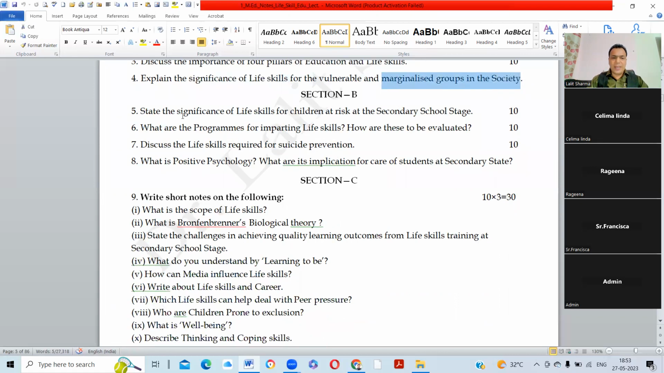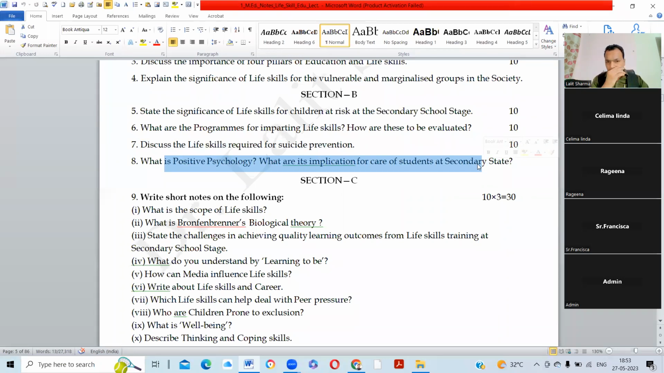And in Section B: significance of life skills for children at risk at the secondary school stage. What are the programs for imparting life skills? How are these to be evaluated? Seventh, discuss the life skills required for suicide prevention. Eighth, what is positive psychology? What are the implications of care of a student at the secondary stage?